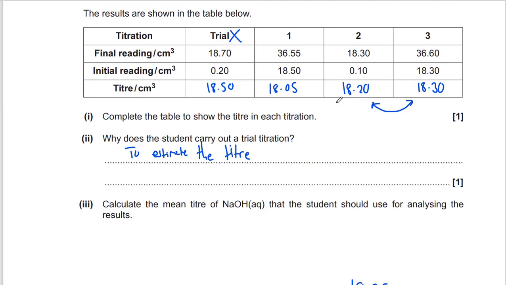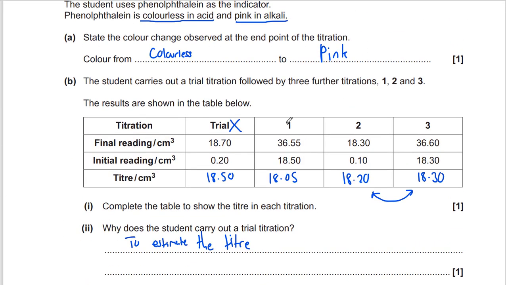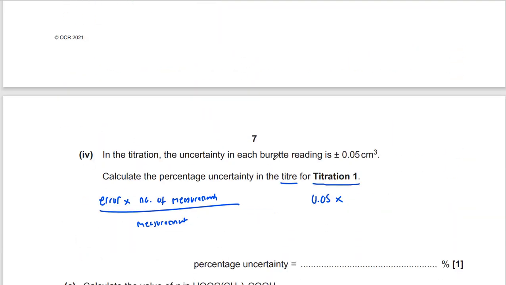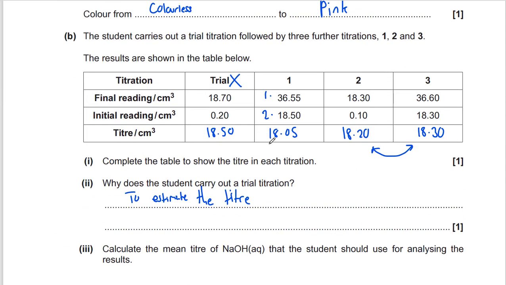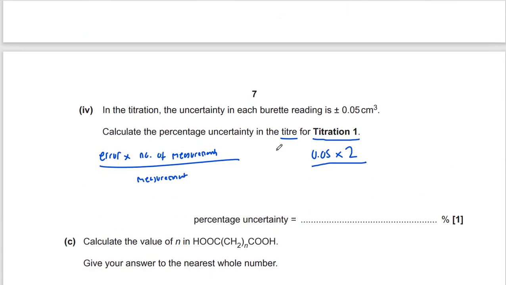So back at the table for titration 1, in order to work out a titer, I need 1 measurement for the final reading, 1 measurement for the initial reading. Therefore, there are 2 measurements. Okay, not just the 1. And the actual measurement is the titer itself, which is 18.05.